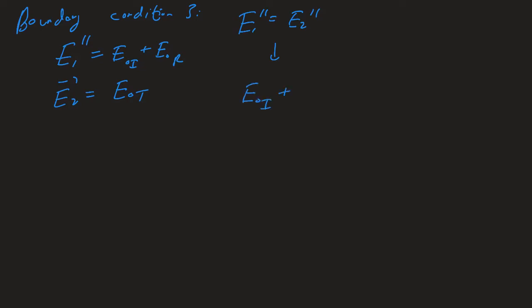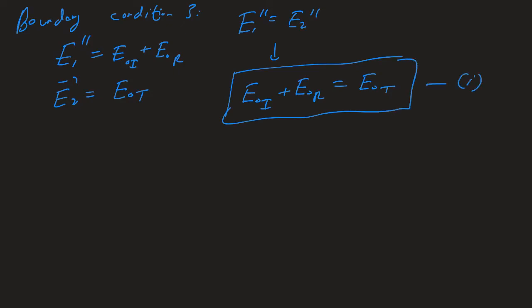We called it boundary condition 3, and this was that E1 parallel is equal to E2 parallel. So what is E1? E1 is the total electric field above the interface. So this is equal to E naught incident plus E naught reflected. And E2 is equal to E naught transmitted, obviously. So using this, we get that E naught incident plus E naught reflected is equal to E naught transmitted. This is the first of two simultaneous equations that we'll construct.